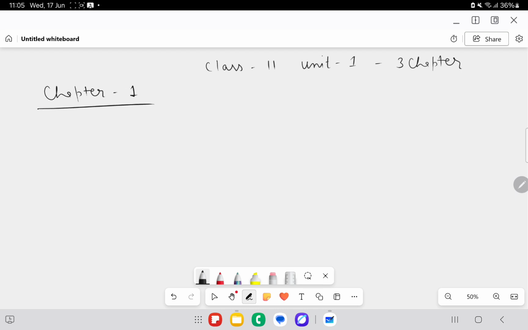Let's start with the class 11th unit 1. Unit 1 includes a total of 3 chapters, right? Chapter 1, we are going to start with chapter 1. Chapter 1 is entitled as The Living World.